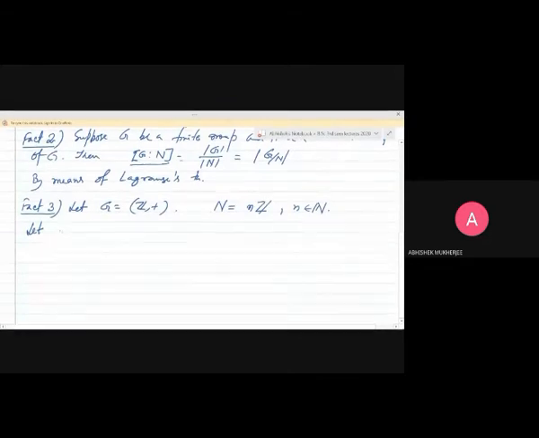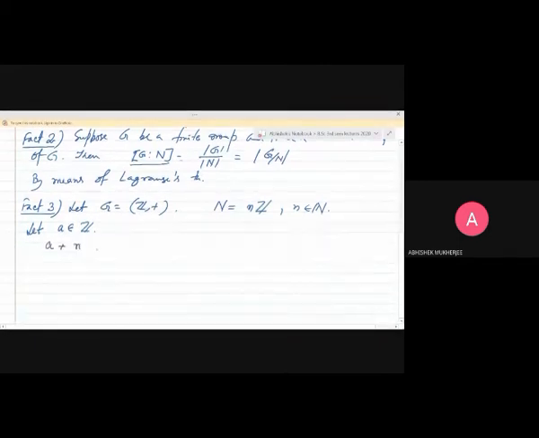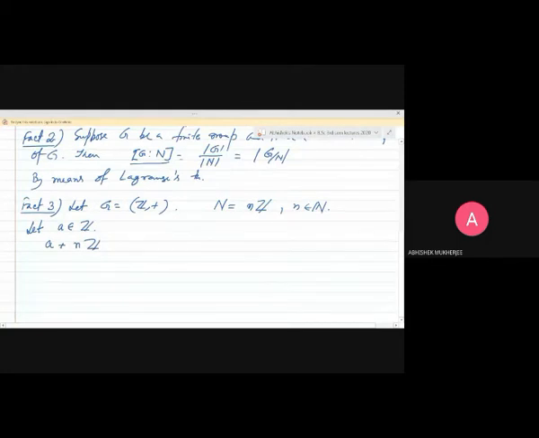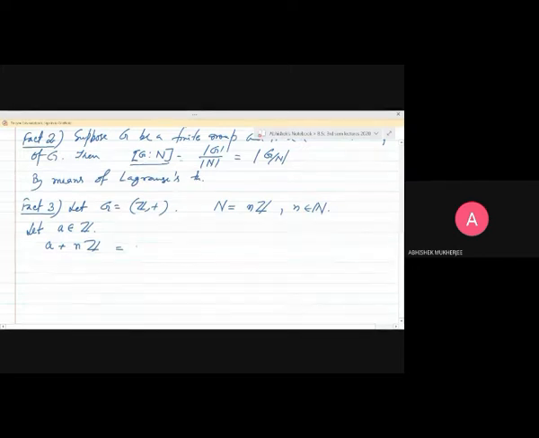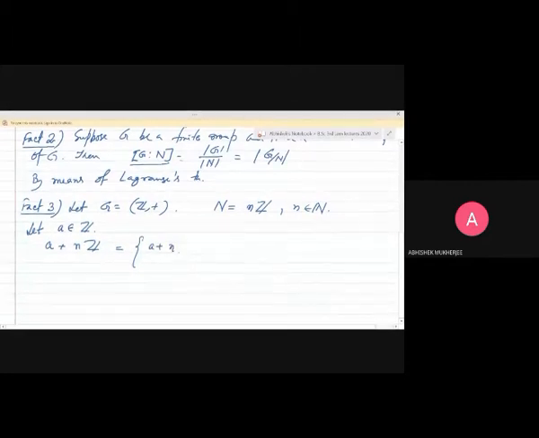So let small a belong to Z. Then what is the left coset determined by a of nZ in Z? That is a plus nZ, right? That means it consists of all those elements of the form a plus nq, where q belongs to Z.